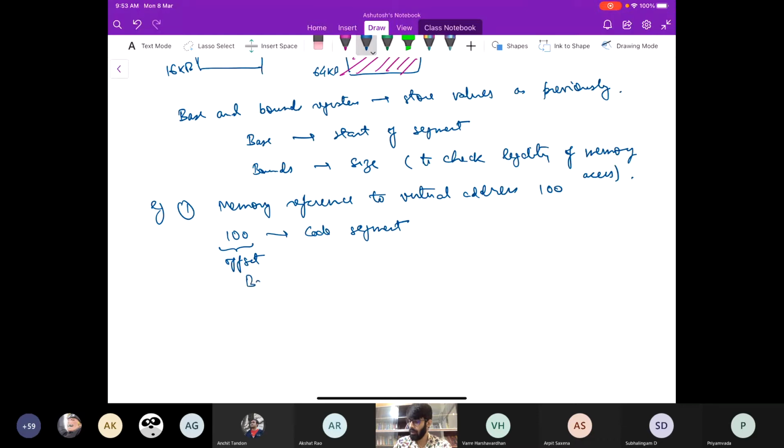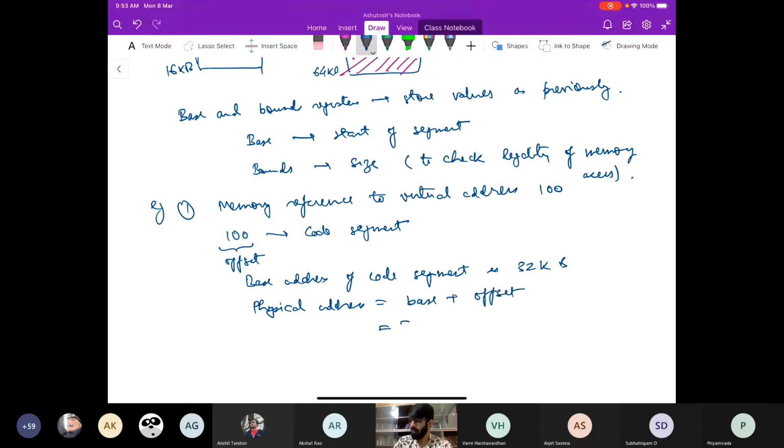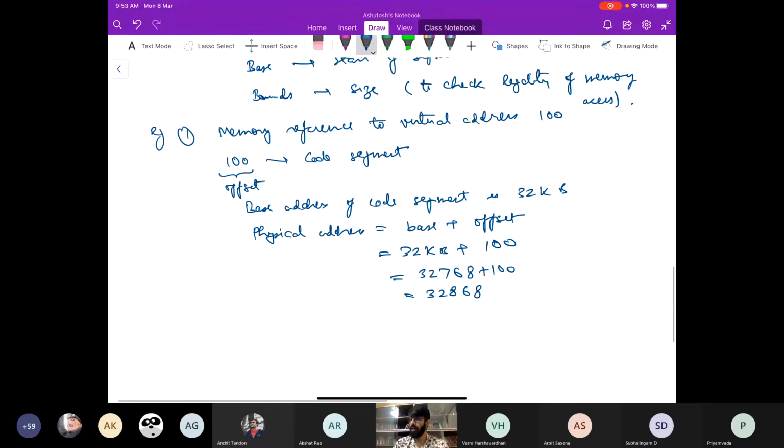So (32 KB). So physical address is base plus offset: 32 KB plus 100 is equal to 32,768 plus 100. So this is going to be the physical address at which this is going to happen.